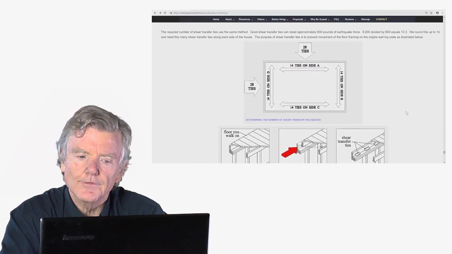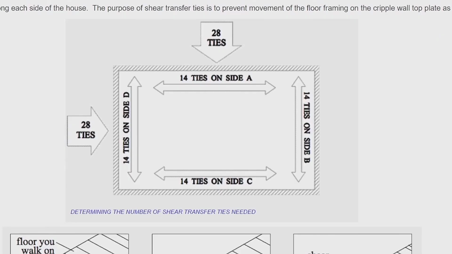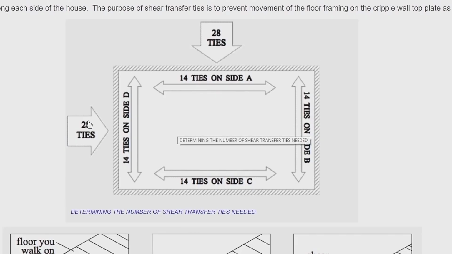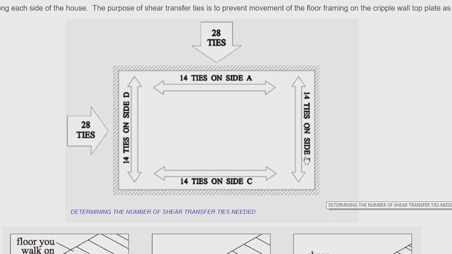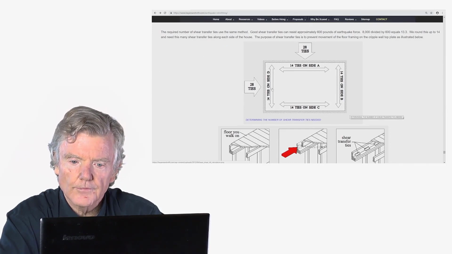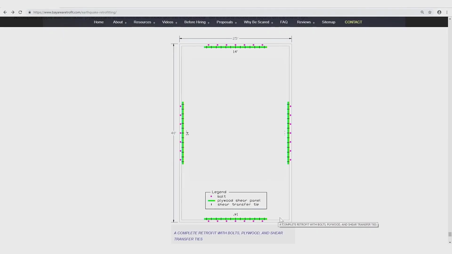Now the shear transfer ties the exact same way. So again, we've determined that we need a total of 28 shear transfer ties to resist forces in the two directions. Earthquake force is coming this way. We need 28 shear transfer ties. 14 goes on this side, 14 goes on this side for a total of 28. Same thing over here. We have 14 on this side and 14 on this side, and they all resist a total of 16,000 pounds. Here's our complete retrofit.